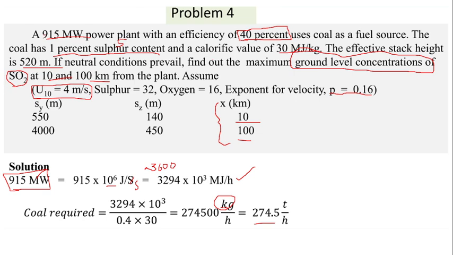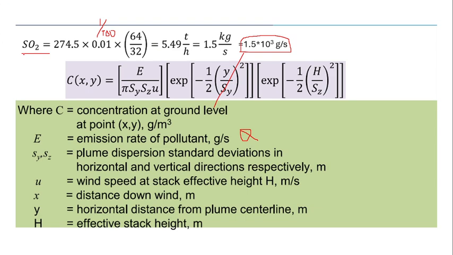Initially, one thing is our pollutant is sulfur dioxide. Only the energy obtained from the power plant is given. For obtaining this much energy, only 40% is consumed, so the 100% coal required is this much amount. From this amount of coal, 1% sulfur content is present, as mentioned. So we calculate the sulfur dioxide by multiplying by 2, and we obtain the rate of emission of sulfur dioxide as 1.5 into 10 power minus 3.